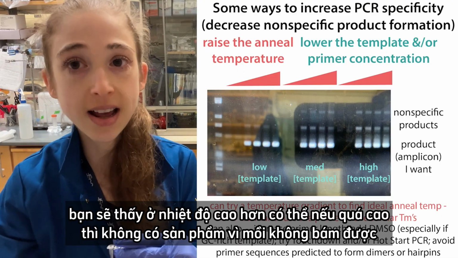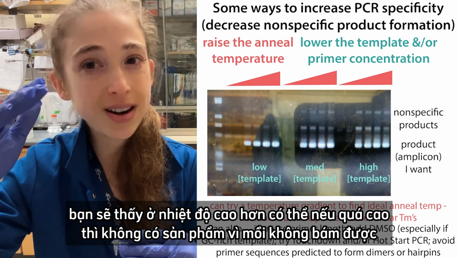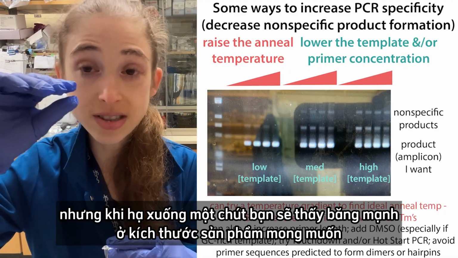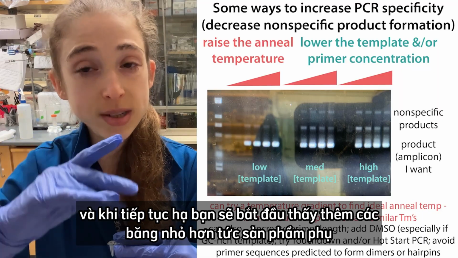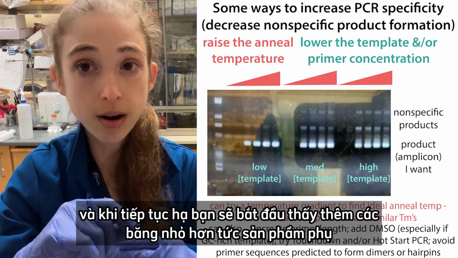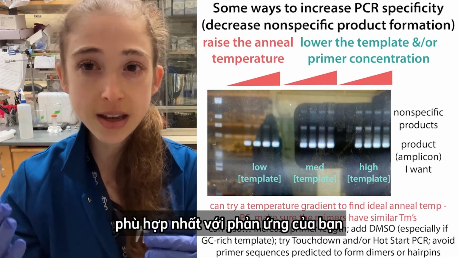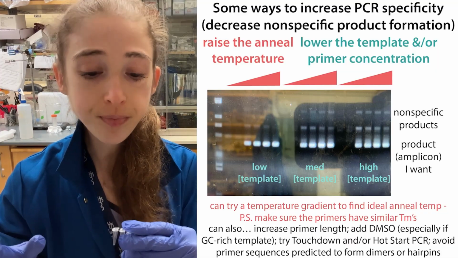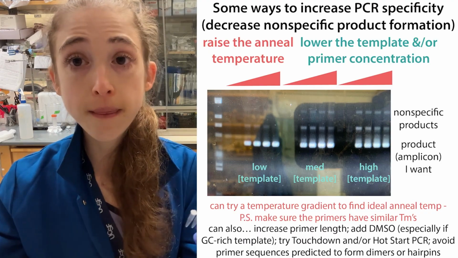You should see that at the higher temperature, if it's too high, you might not get any products because the primer can't stay bound. But as you go down, you should be able to see a strong band for your product. And as you go down further, you should also start to see bands for the smaller products. So you want to find the temperature that's right for your reaction, and gradient PCR is helpful for this. I've done that several times and it's worked out well.